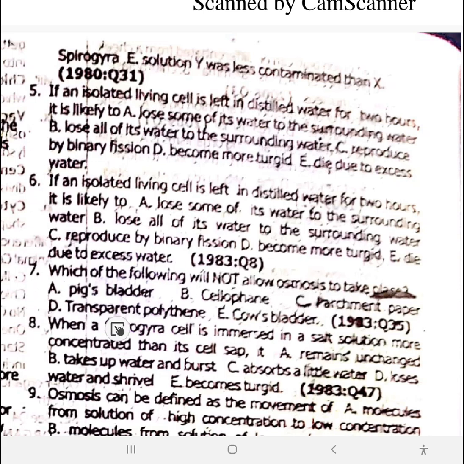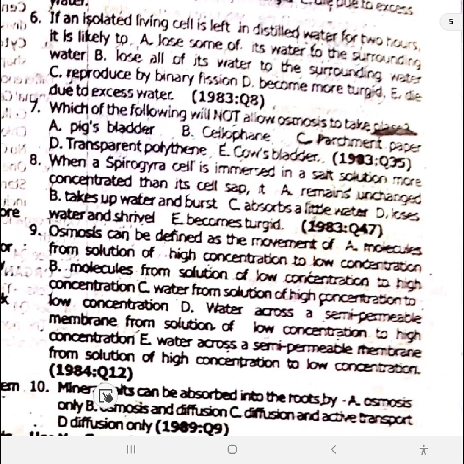Transparent polythene will not allow osmosis to take place. 7 is option D. 8. When a spirogyra cell is immersed in a salt solution more concentrated than its cell sap, it does what? It will lose water. More concentrated, plasmolysis will happen. It loses water and shrinks or shrivels. 8 is option D.